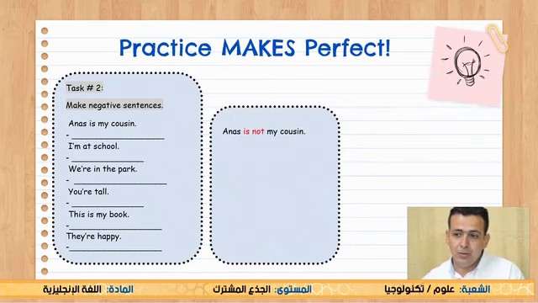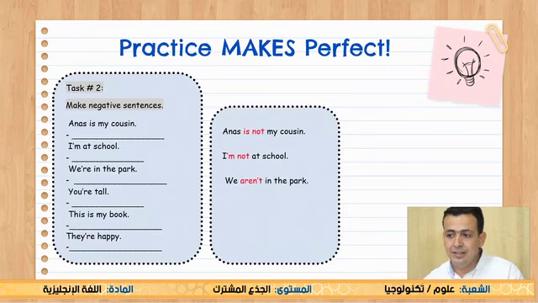What about this next one, which is I am at school? Where is the verb? So we need to keep the same verb and we just add not, just after it. It's not before but after the verb. I am at school. We are in the park. We aren't in the park.